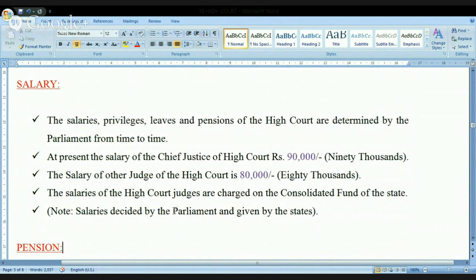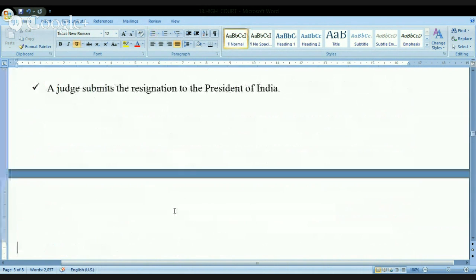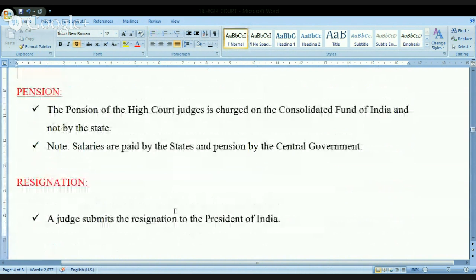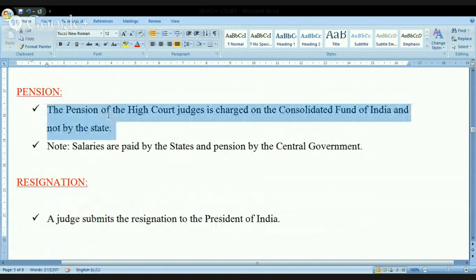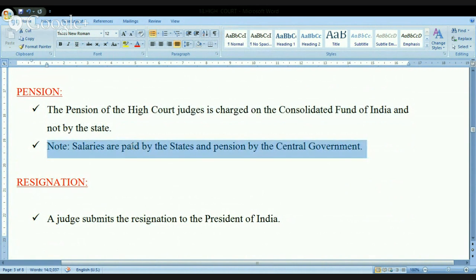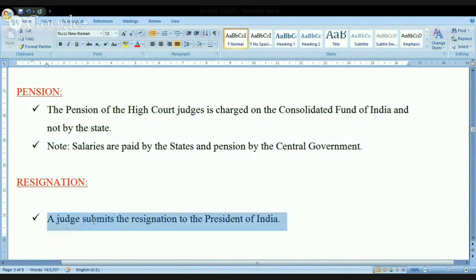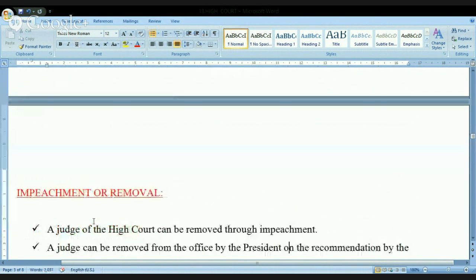We know what is the meaning of this. Now, when it comes to the pension, kindly remember this very, very important point. The pension of the High Court judges is charged on the consolidated fund of India and not on the state. Salaries are paid by the state, but the pension is paid by the central government. And just like any authority, whenever a judge wants to submit the resignation letter, he can submit the resignation letter to the President of India.